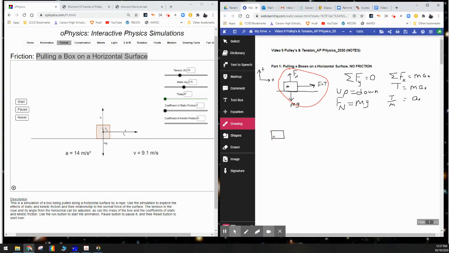So here's a box, and we'll call this box M1. It's attached to a string, and we will call this box M2, as so.